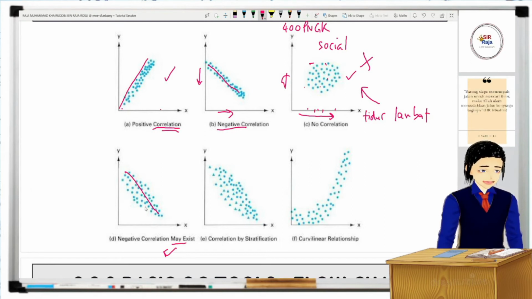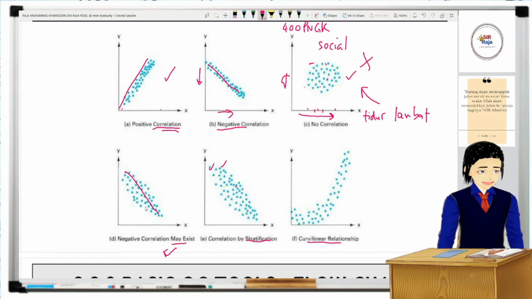Okay, correlation by stratification. Sebenarnya kalau tengok sini ada bentuk yang berbeza. Ada segitiga, ada bulatan, ada petak. I'm not sure if you can see this. So stratification ni dia ada buat pecahan lah. Ada kumpulan, strata. So dia ada lapisan. Lapisan ni yang ada kaitan, ikut kategori dia. But using the same scatter diagram. So this one is curvilinear relationship.